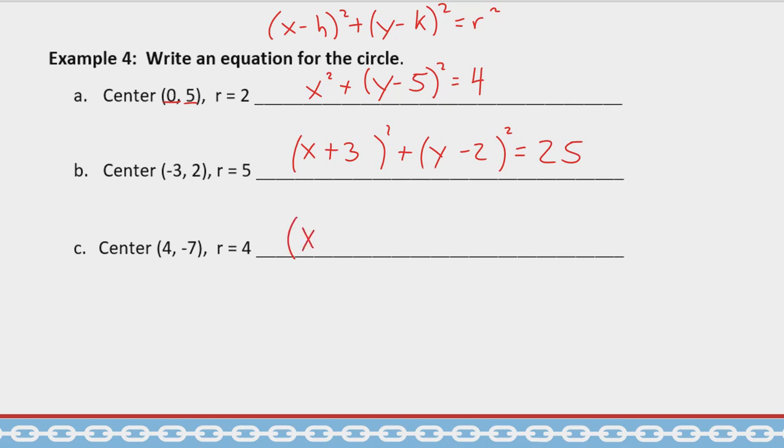So we have an h value of 4, so it will be x minus 4 squared. We have a k value of negative 7, so it'll be y plus 7 squared. And then a radius of 4 squared is 16. So that is our lesson on graphing circles.